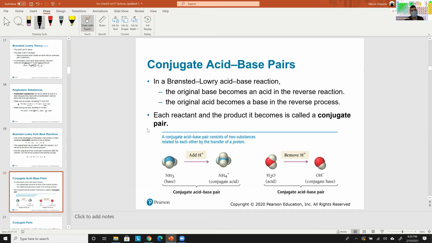Okay, so conjugate acid-base pairs. This is very simple, but I can guarantee you questions on the homeworks, on the exam, may ask you, what is the conjugate base of this in the reaction? What is the conjugate acid of this in the reaction? A conjugate pair represents one of the compounds that has the hydrogen, the other one that does not have the hydrogen. So for example, if you look here, NH3 and NH4 plus, that is a conjugate acid conjugate base pair.